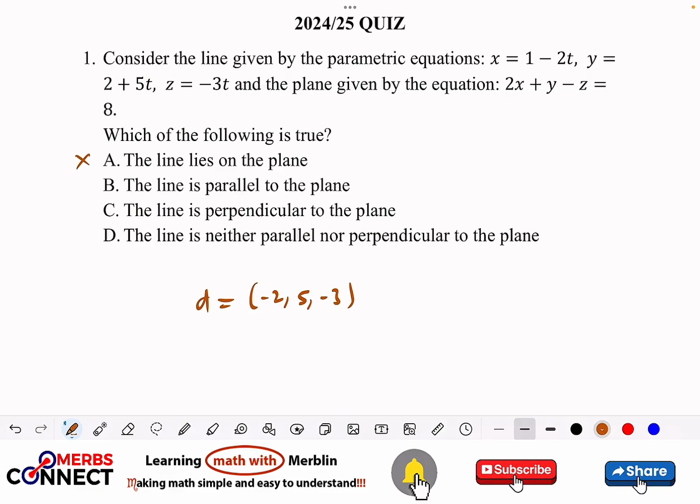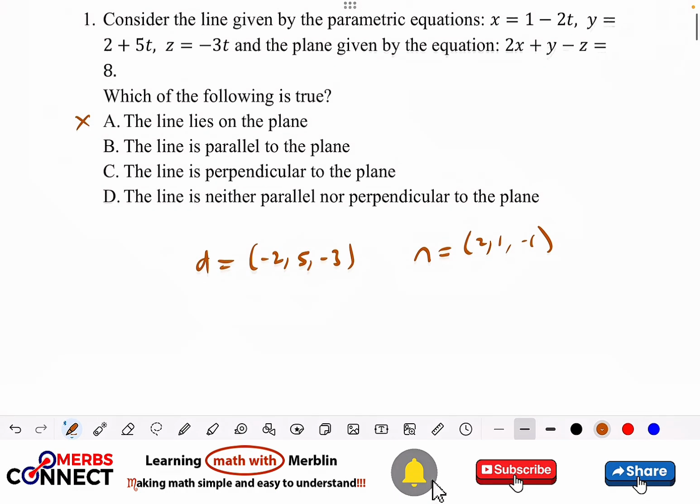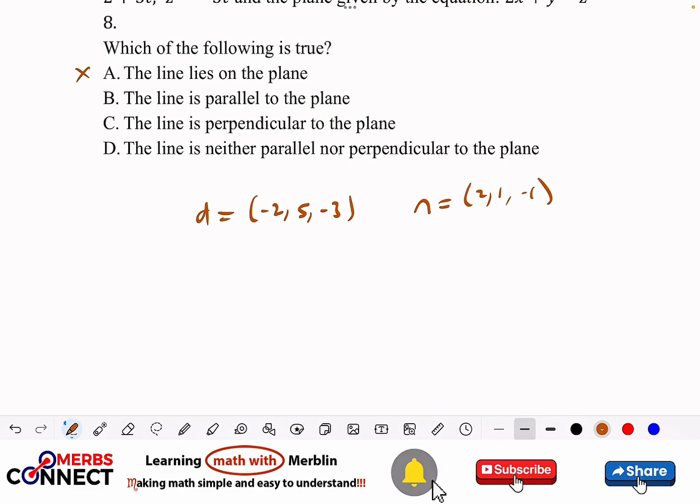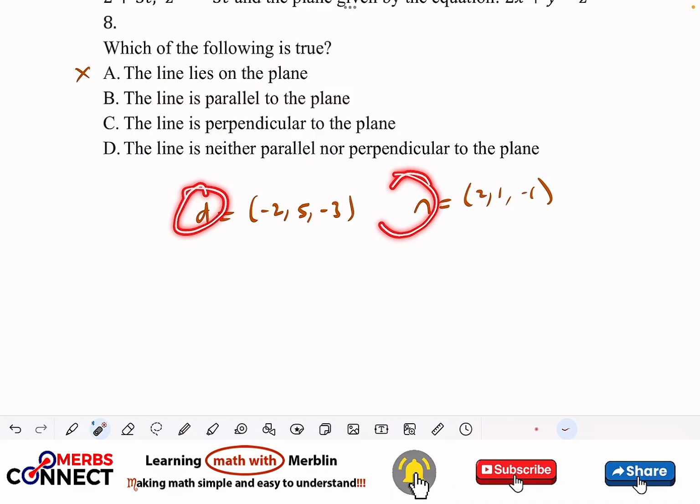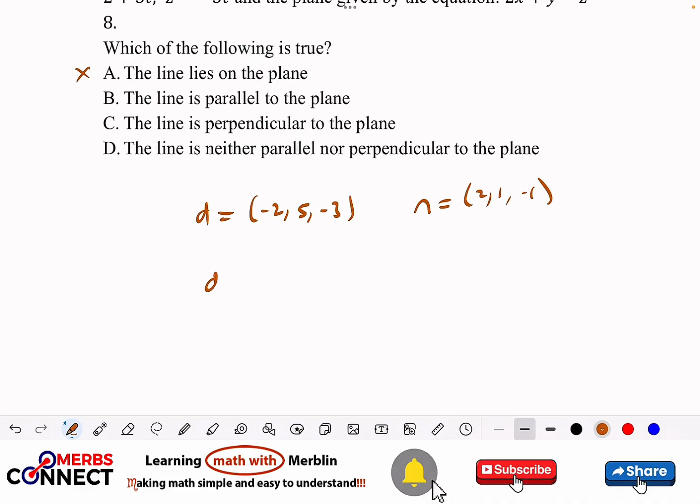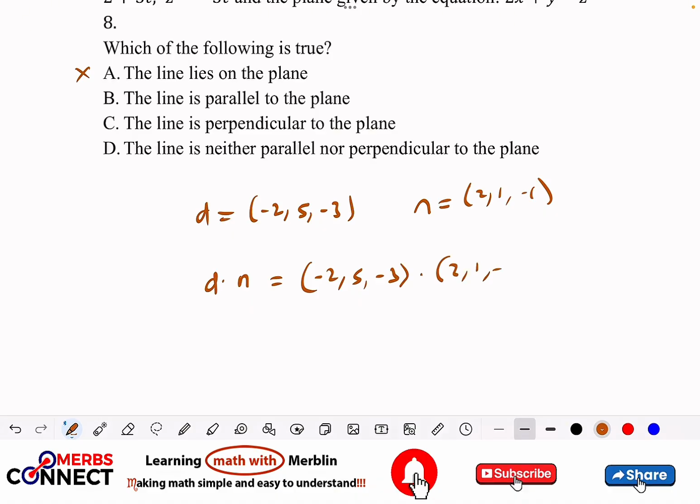Now let's look for the normal vector. The normal vector is always taken from the plane, right? And they are the coefficients of x, y, and z. So the normal vector n is equal to 2, 1, and minus 1. For us to check if they are parallel to each other, we need to dot this and that. So we have d dot n equal to minus 2, 5, minus 3 dot 2, 1, and minus 1.